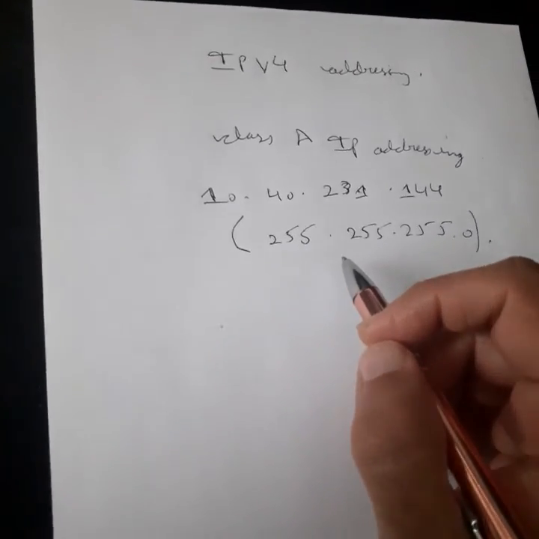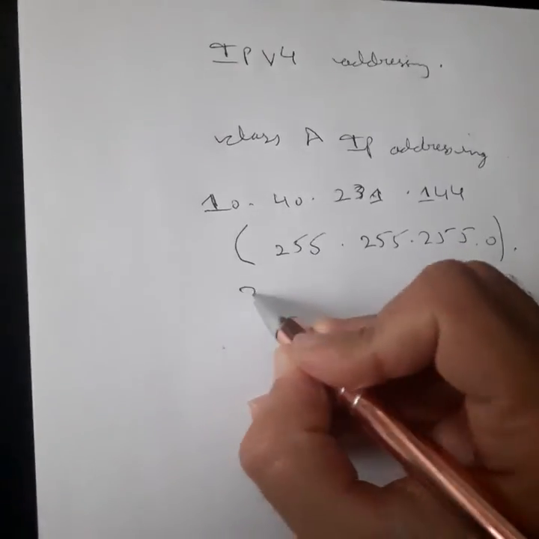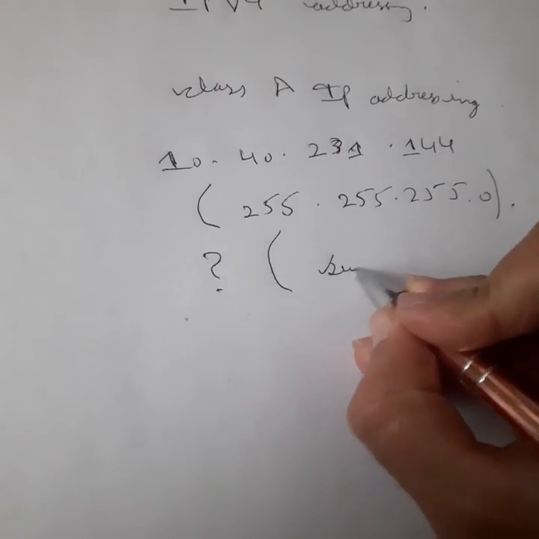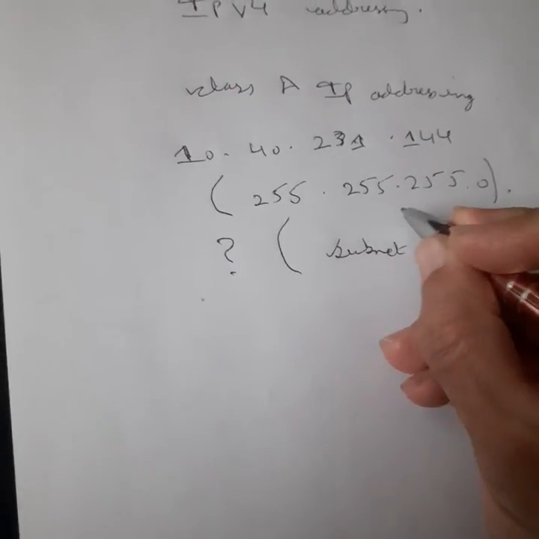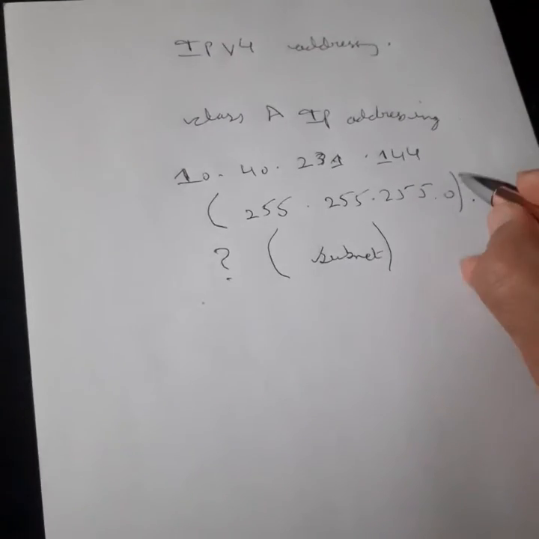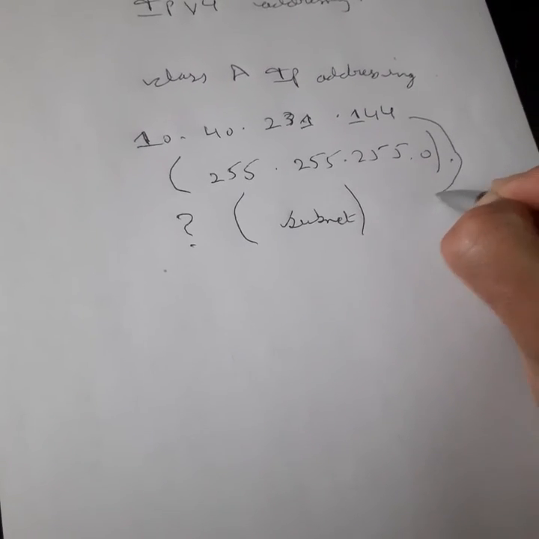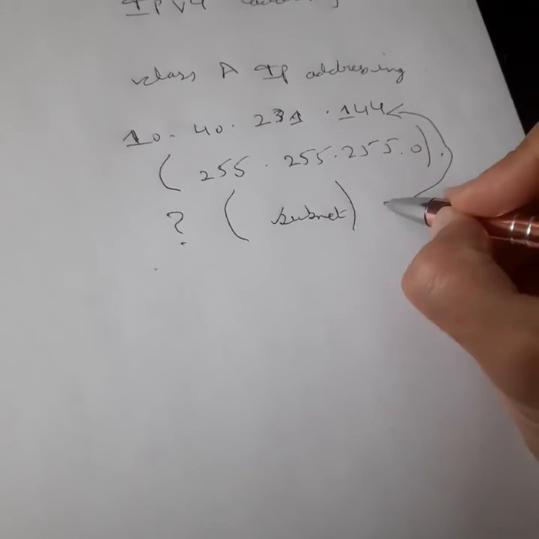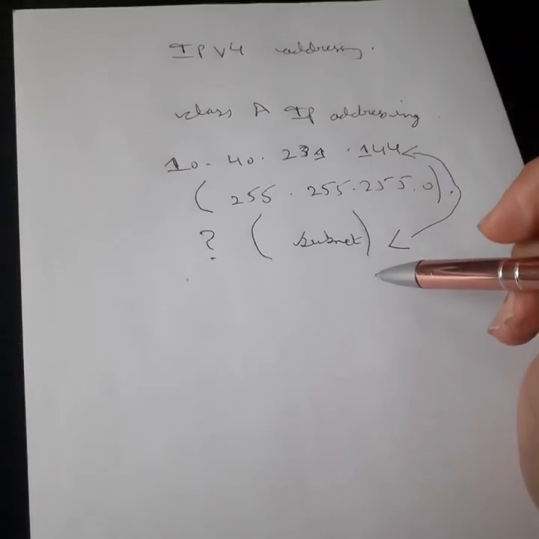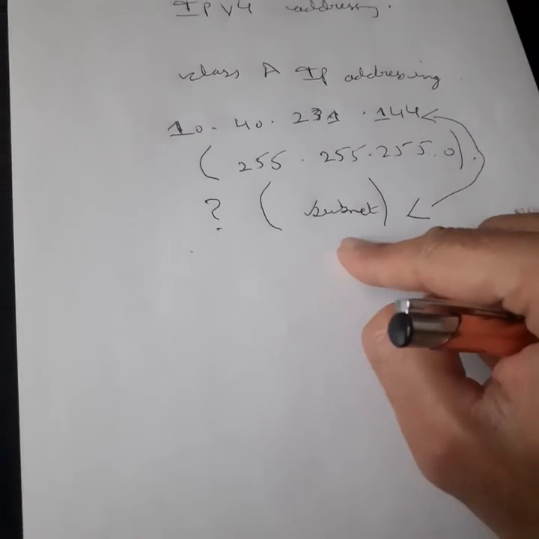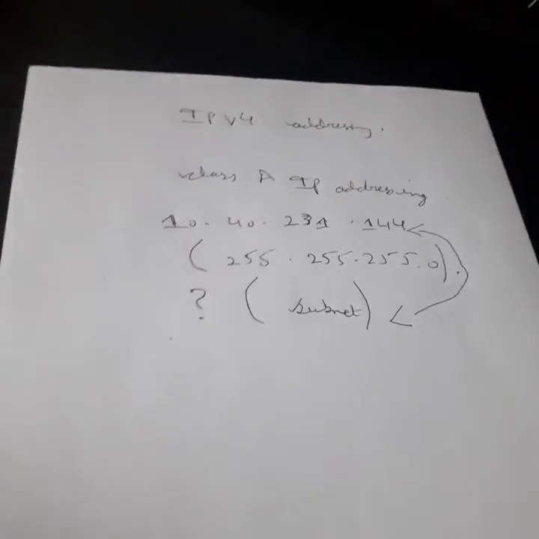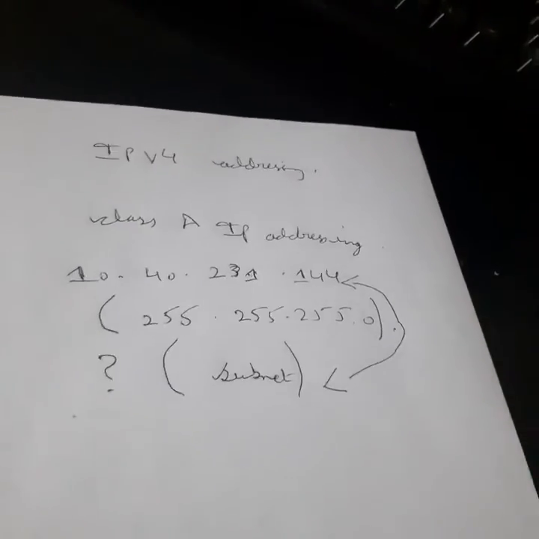So let's move forward. What we are finding here is a question mark. We have to find the subnet mask. So where this IP address resides, when we find the subnet mask, we will know that this IP address is inside that particular subnet. So any ideas, anyone?